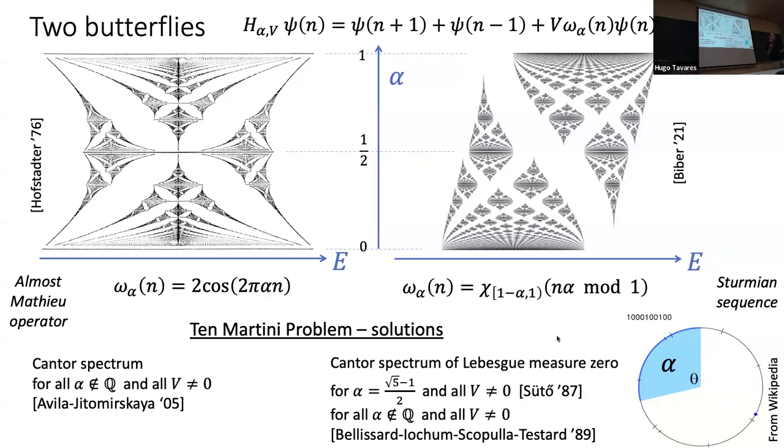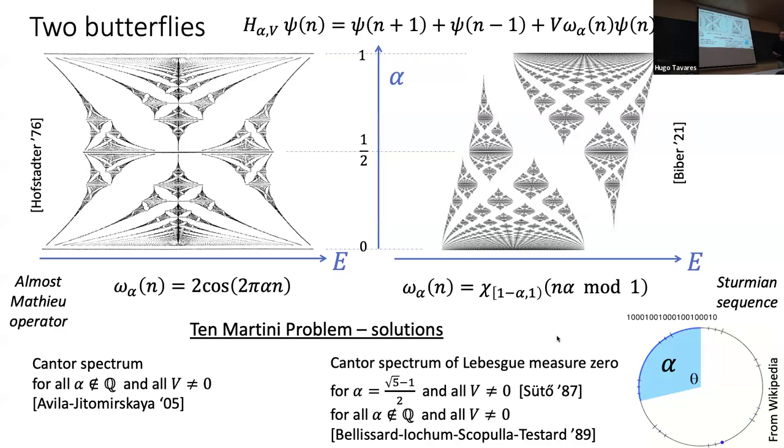It's called the Fibonacci Hamiltonian. There is a connection to Fibonacci. We can talk about it later. So it was fully solved for any V different than zero, but only for this particular alpha, by Sütő. And then in a work a bit later, in '89, Bellissard, Iochum, Scoppola, and Testard solved it completely. Completely means any alpha, any V different than zero. Okay, so the problem is solved here, the problem is solved here, and the Martini is taken by them.